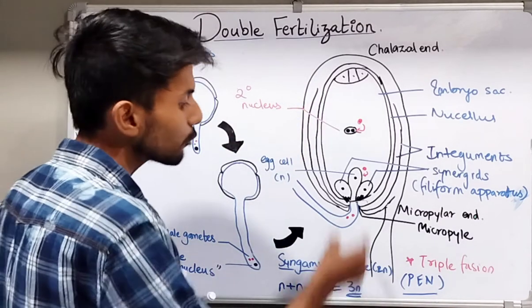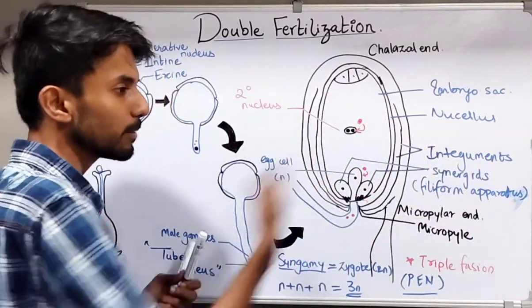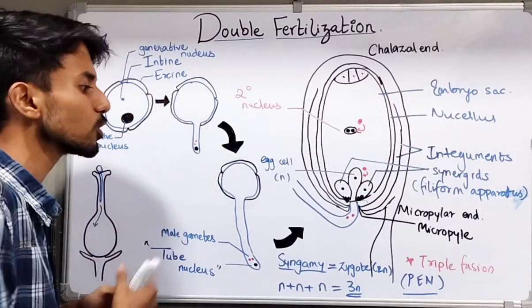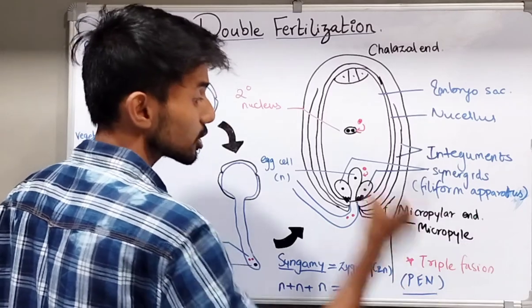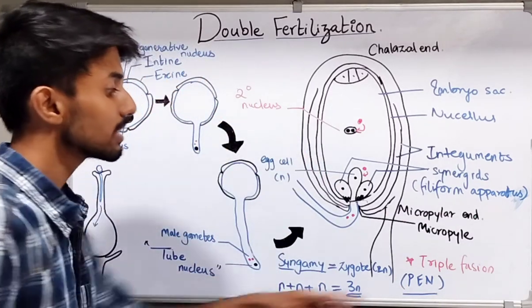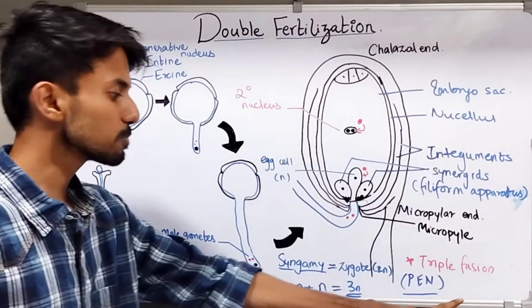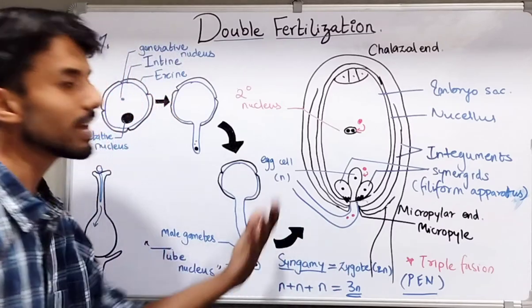Now, the zygote will further divide mitotically multiple times to form the embryo. That is a different process called embryogenesis. We are going to talk about embryogenesis in another video. Also, the PEN, the primary endosperm nucleus, divides to form the endosperm. The endosperm is going to nourish the growing embryo.